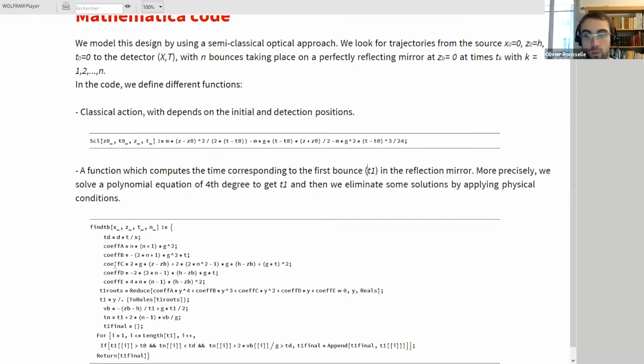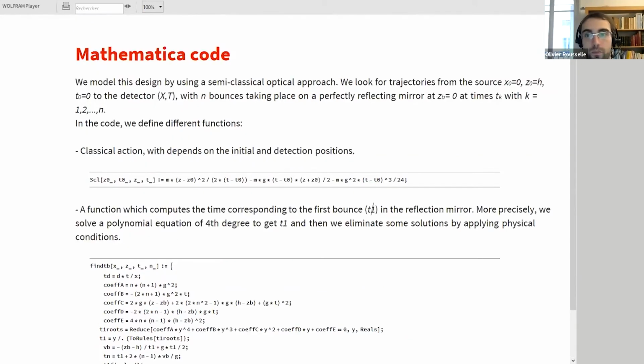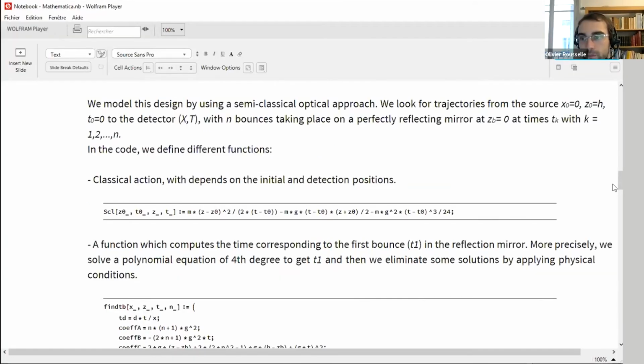Once we do this, we have the time t1 of the first bounce, and you can also deduce the speed at the bounce. I will not go into detail, but this is the code: it solves this polynomial equation, gives you the time of the first bounce, and from it you can also get the speed at the first bounce. I will now move to the next slide.